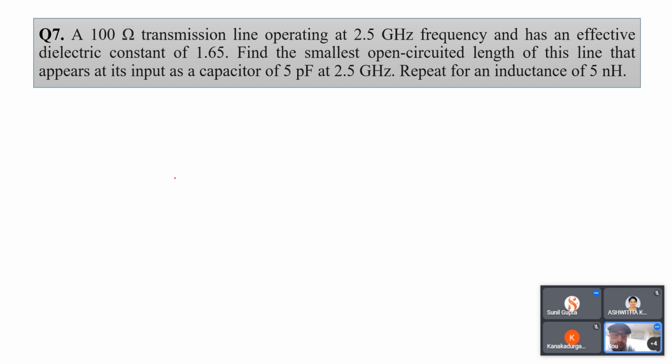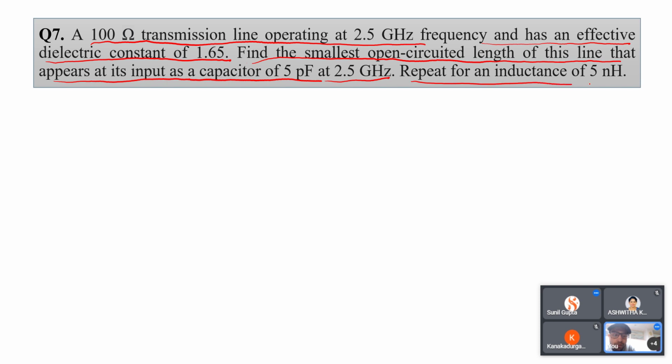Okay, so this is the next question. A 100 ohm transmission line is operating at 2.5 gigahertz frequency and has an effective dielectric constant of 1.65. Find the smallest open circuited line that appears at the input as a capacitor of 5 picofarad at 2.5 gigahertz. So basically this is a combination of two questions.